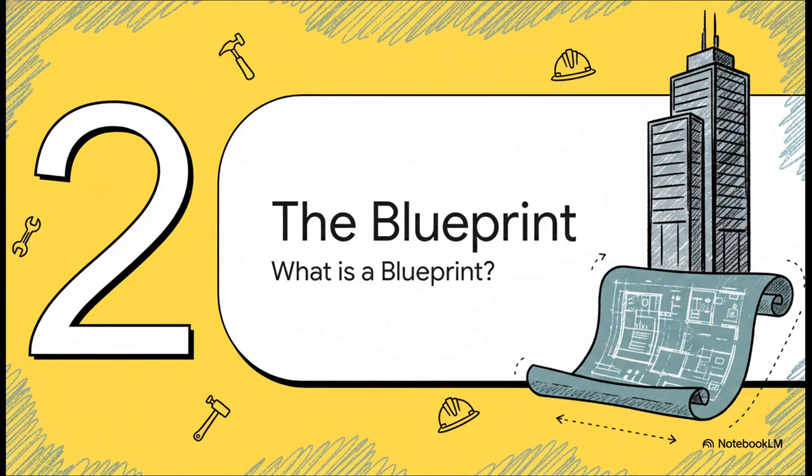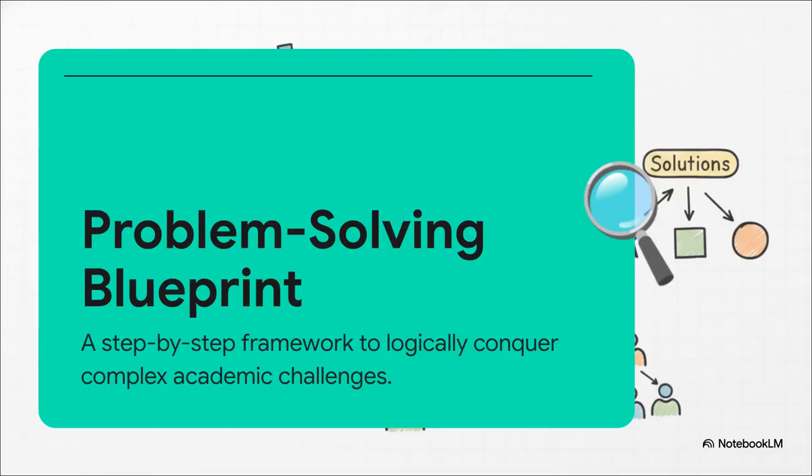Moving into section 2, introducing the blueprint. What is a blueprint? Think about it. You wouldn't build a house without a plan, so you really shouldn't tackle a major school problem without one either. So what is it exactly? A problem-solving blueprint is a structured, step-by-step framework used by students to logically conquer complex academic challenges. It's all about taking those intimidating, massive roadblocks and systematically breaking them down until they're nothing more than a series of highly solvable, bite-sized puzzles. It fundamentally shifts the power right back into your hands.